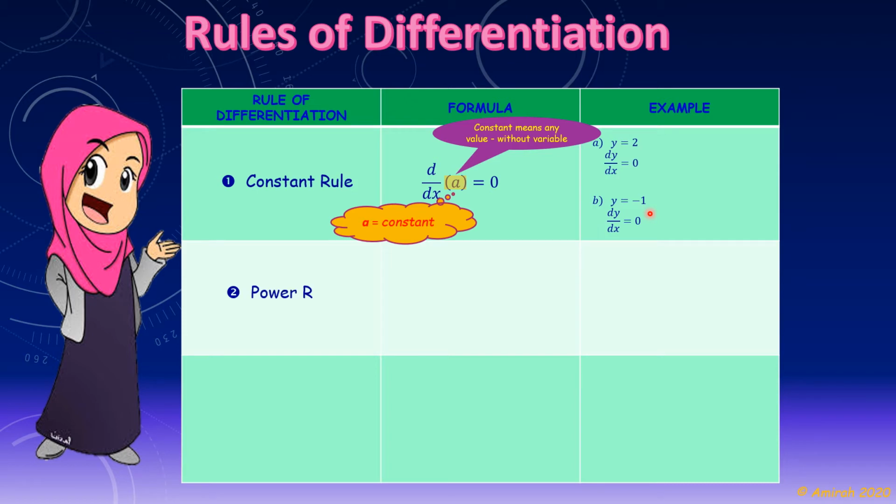The second rule is the power rule. When we differentiate x to the power of n, the answer should be n x to the power of n minus 1. What we need to do is bring the power to the front, and then we need to subtract 1 from the original power.